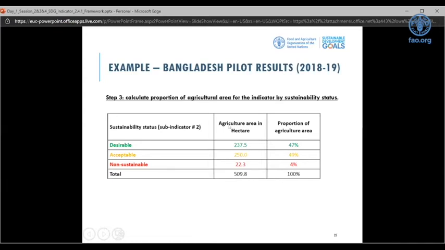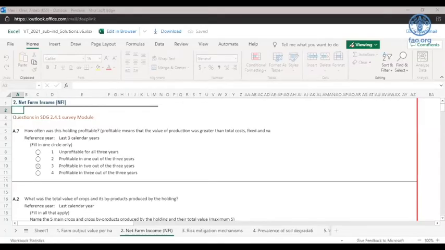Now, let me just show you the Excel sheet that I was showing you yesterday. Stefania, please confirm if you can see it.